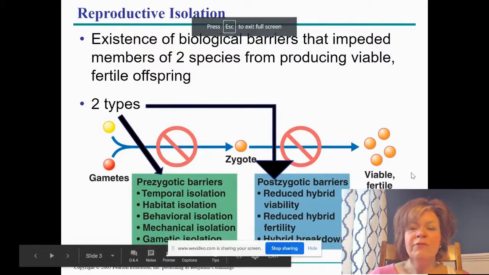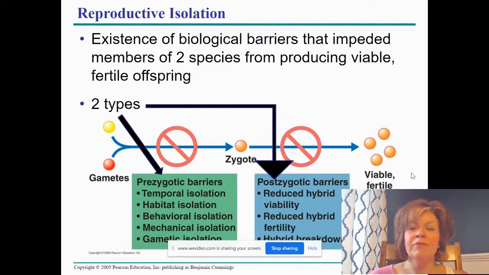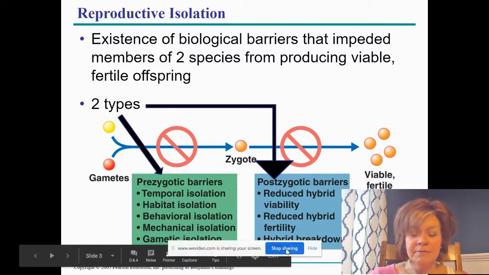Okay. There are quite a few different ways that this can happen. They're referred to as reproductive isolation. In other words, how could the species be separated for such a long period of time that they become two new species? There are two different ways. The first, kind of broad category, is called pre-zygotic barriers, and the second one is called post-zygotic barriers.